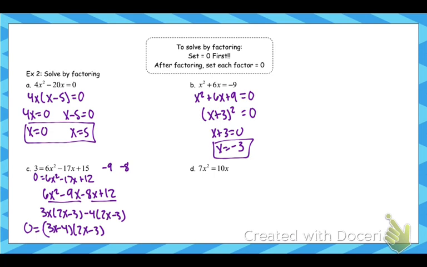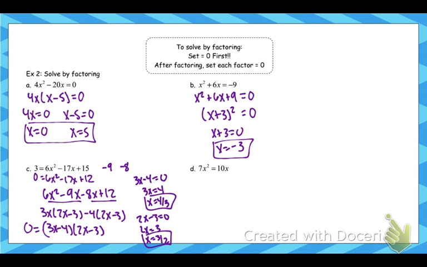So now to solve by factoring, take each of those factors and set it equal to 0. So 3x minus 4 equals 0. I get x equals 4/3. 2x minus 3 equals 0. I get x equals 3/2.